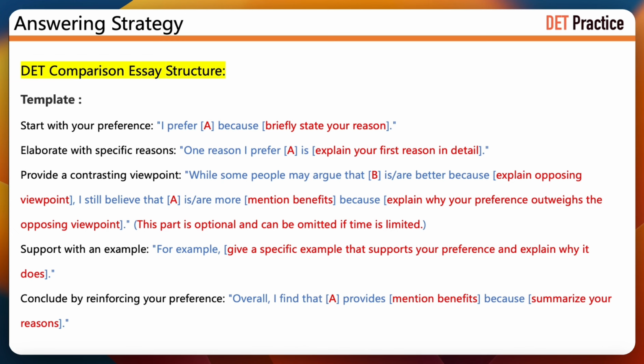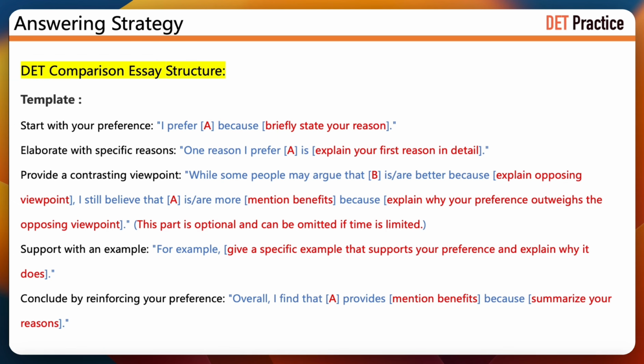The template then suggests providing a contrasting viewpoint, demonstrating your ability to consider multiple perspectives. You acknowledge the opposing view B and explain its merits, but then reinforce why you still prefer option A, showcasing critical thinking and the ability to weigh different arguments. To strengthen your position, you're encouraged to support your argument with a specific example that illustrates why you prefer option A. Finally, you conclude by reinforcing your preference, summarizing the benefits of option A and your reasons for choosing it.